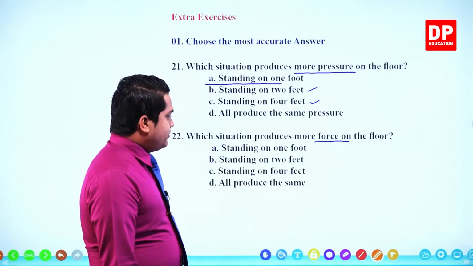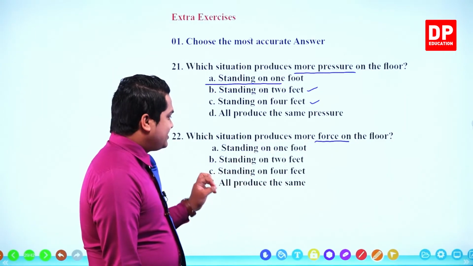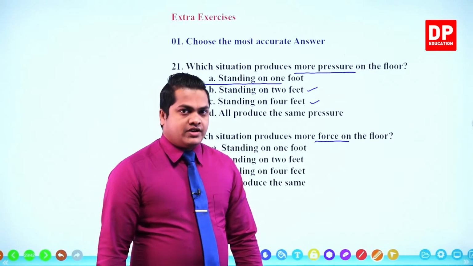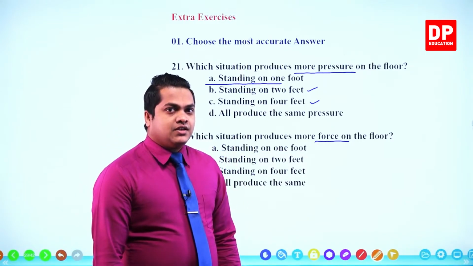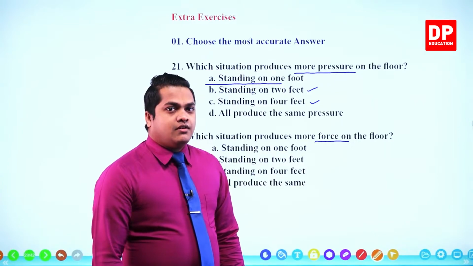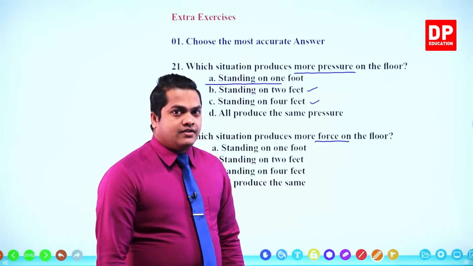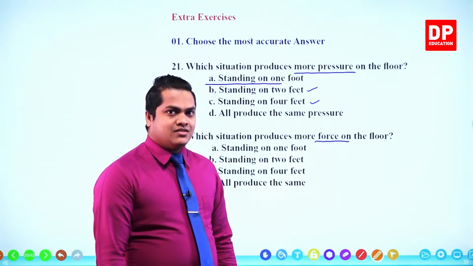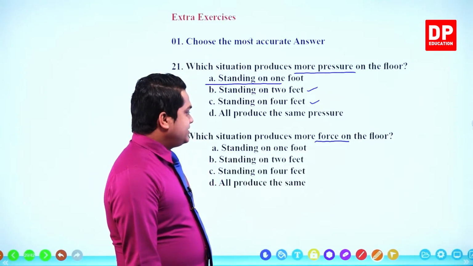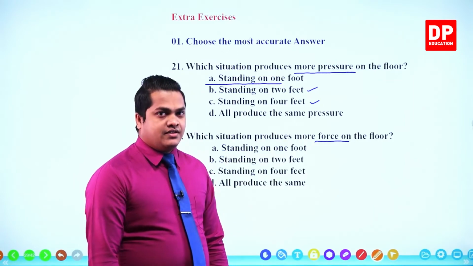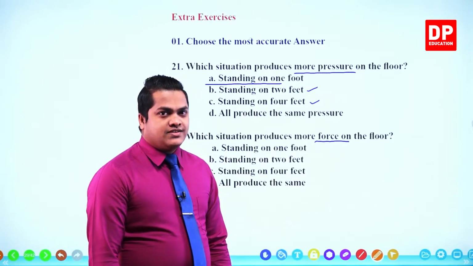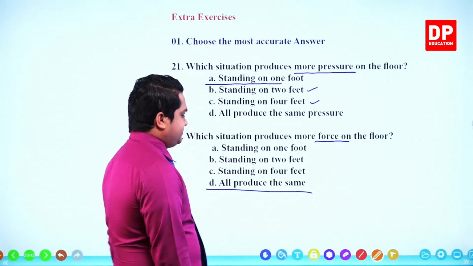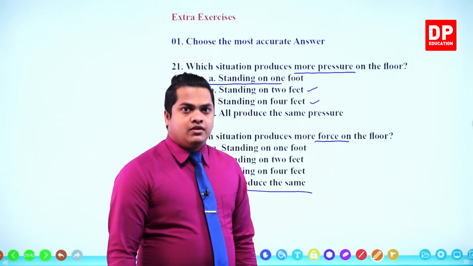Standing on 1 foot, standing on 2 feet, standing on 4 feet, all produce the same. What can you say? All of you might think, like in the previous case, but no, a different question is being asked. So the answer is standing on 1 foot? Absolutely incorrect. Why is that? The answer for this question is: all produce the same.